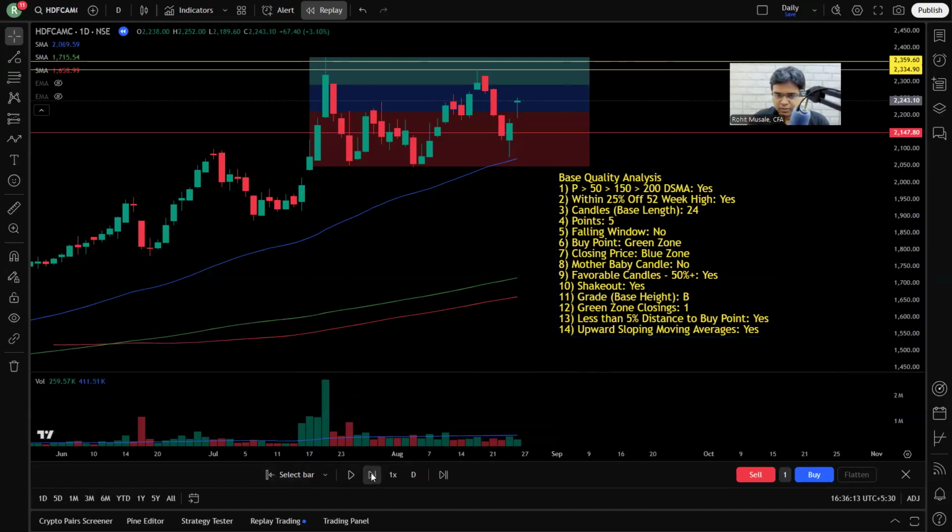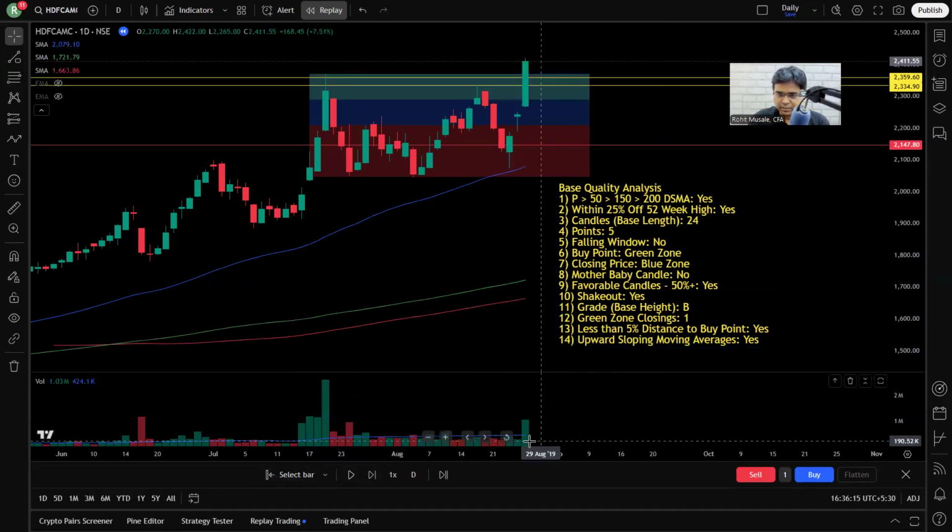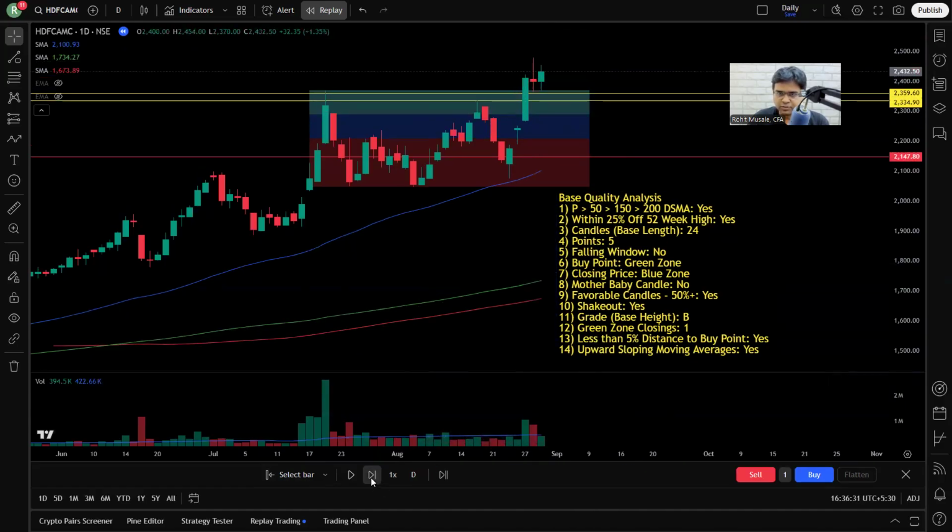Let's move the price forward. So it breaks out on high volume. The actual volume is roughly 200% above the average daily volume. So that's a nice clean breakout, very much expected. Let's see whether the stock achieves the target or not.